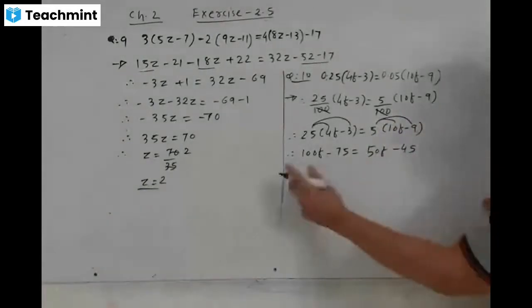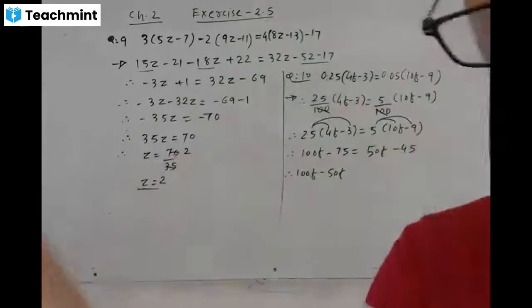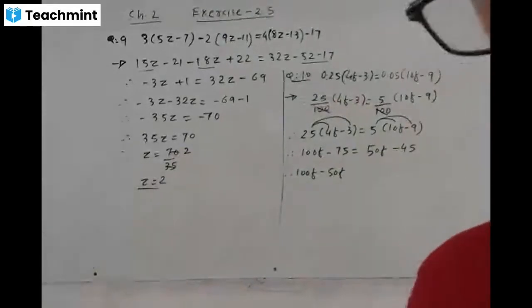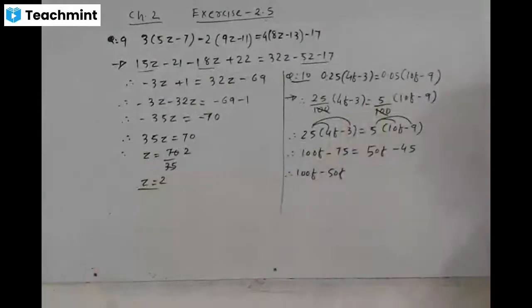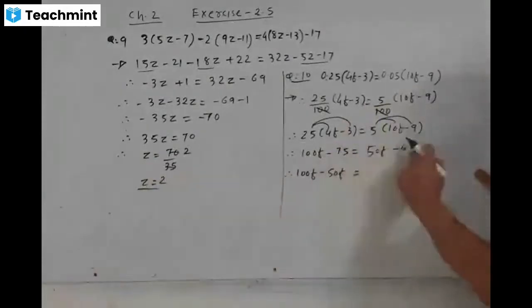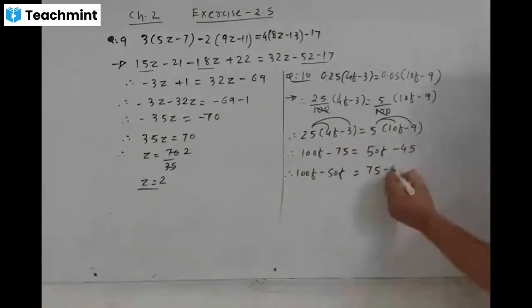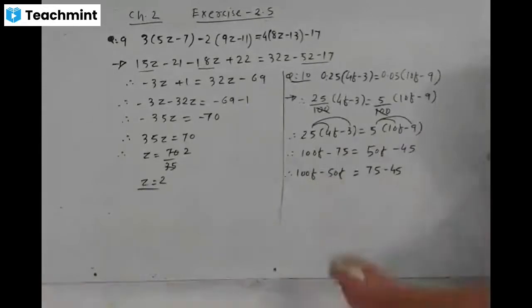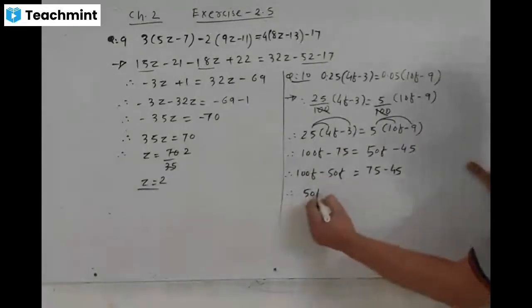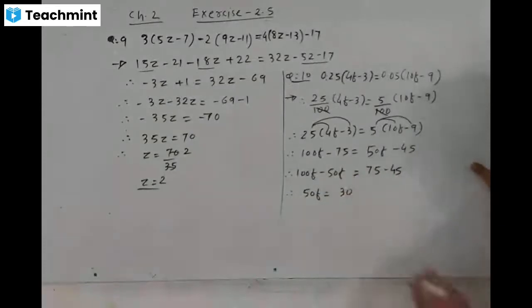Here 50f transposing right side to left side becomes negative 50f, and 75 transposing right side becomes positive 75 minus 45. 100f minus 50f is equal to 50f. 75 minus 45 is 30.